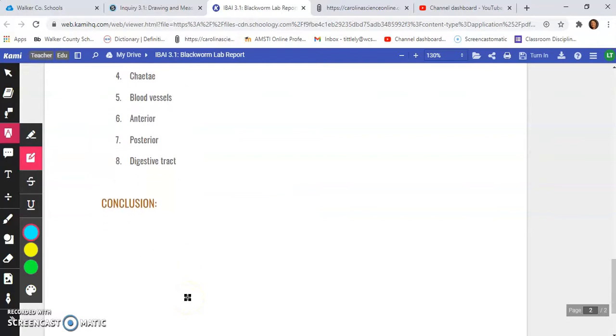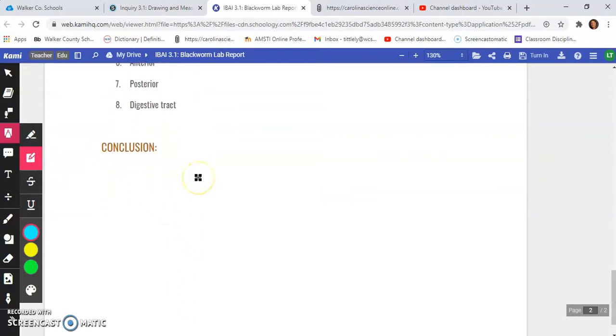Okay, and then lastly on your lab report is for you to write your conclusion. Your conclusion should be a paragraph, at least 5 sentences long. It should restate the question of the lab, which is what are the characteristics of a California blackworm. Then you should tell me if your hypothesis was correct or not, and then go into a little detail about what the blackworm is and what its characteristics are. You can base your conclusion on the evidence you gathered from the diagram we looked at, your microscope drawing, and the live footage of the blackworms that you saw.